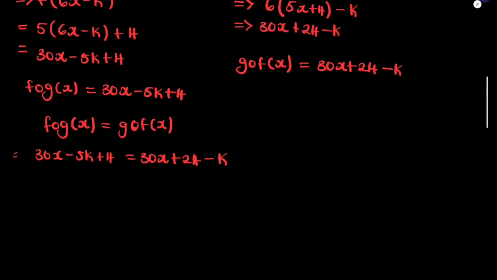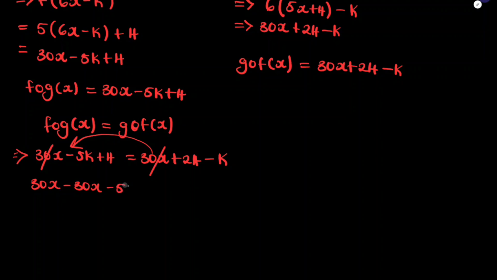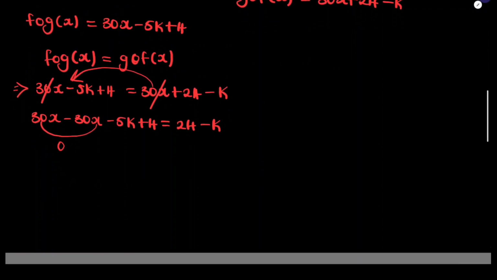Okay, so from here we can already see that this and this will cancel. Why? If we send this way, we will have 30x minus 30x, minus 5k plus 4 equal to 24 minus k. 30x minus 30x already gives us 0, so we leave it out. So we will be left with minus 5k plus 4 equal to 24 minus k.